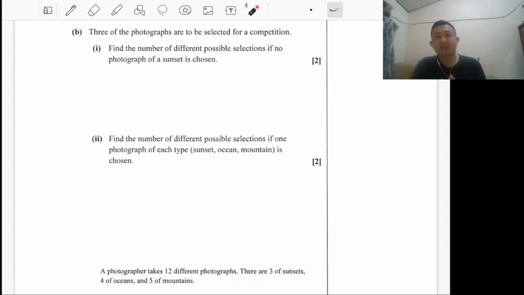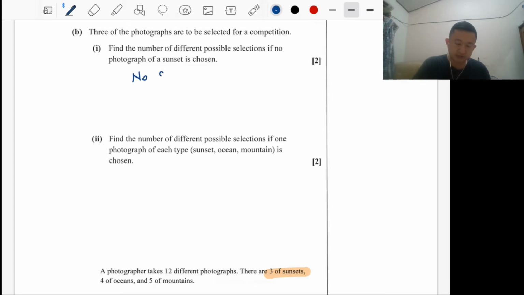How do you make sure that the sunset photo will not be chosen? You take all out. You have 3 sunset photos, but you are going to take all of them out. So you have only 9 photographs left, right? So here, meaning no sunset, 12 minus 3, you have only 9 left in total. And out of 9, you need another 3.